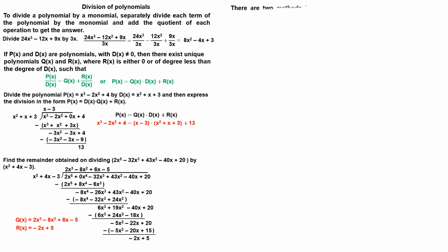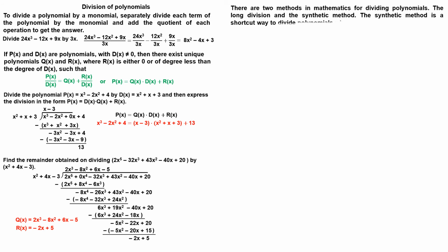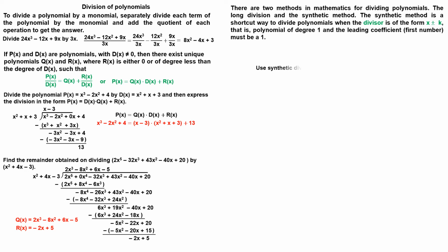There are two methods in mathematics for dividing polynomials, the long division and the synthetic method. The synthetic method is a shortcut way to divide polynomials when the divisor is of the form x plus or minus k, that is, a polynomial of degree 1, and the leading coefficient must be 1. I will explain how to perform the synthetic division in the next example.